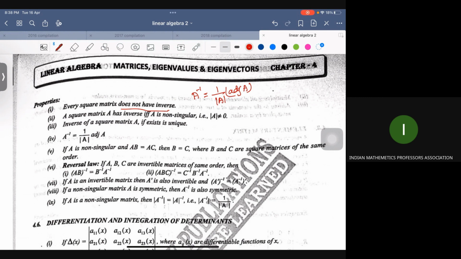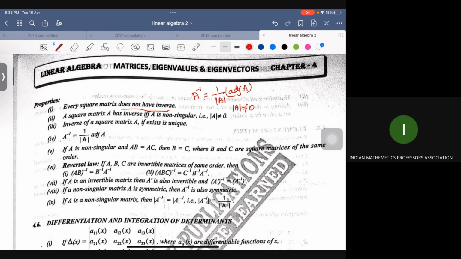If determinant of A is equal to 0, then matrix A does not have any inverse. If a square matrix has an inverse, then determinant of A should be not equal to 0. If A is non-singular, then A is invertible. The inverse of a square matrix A will be a unique one.